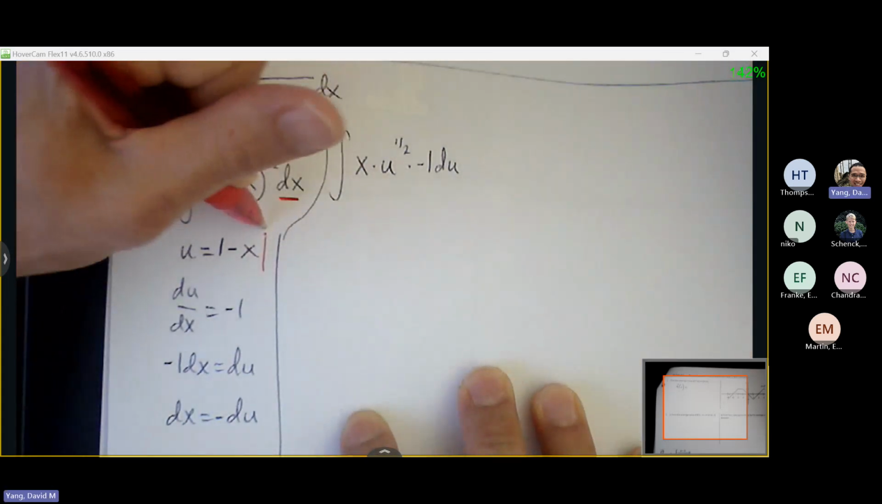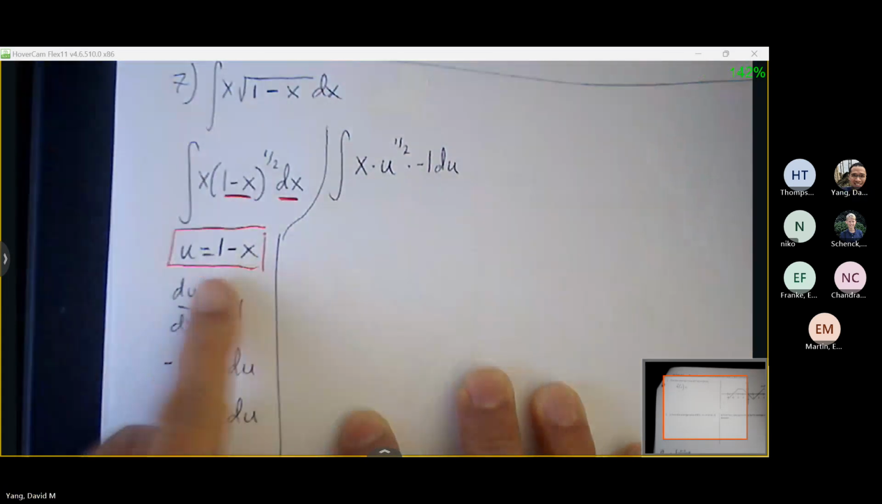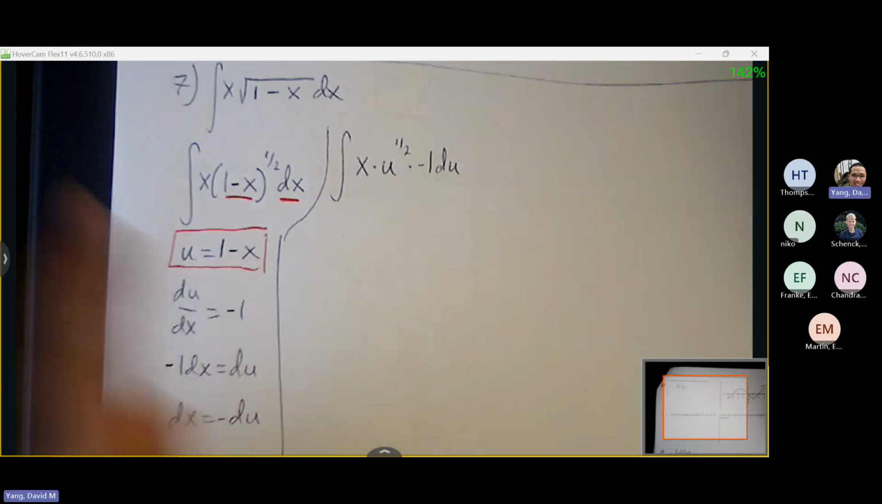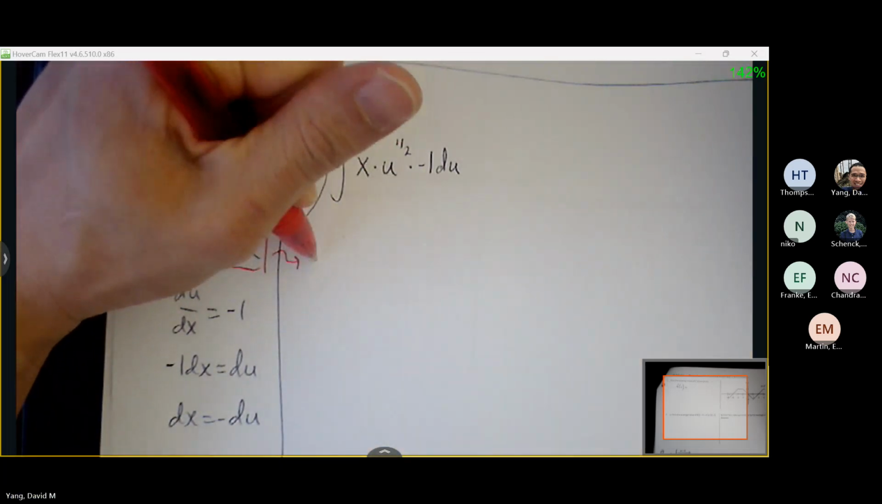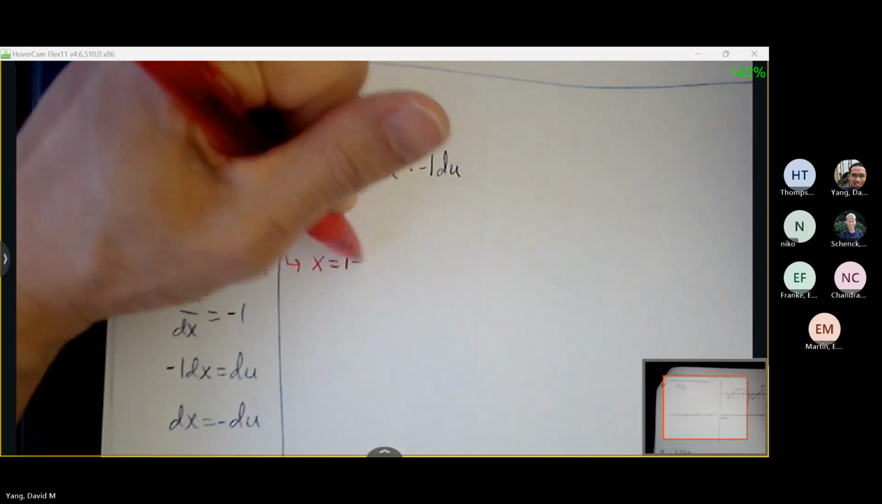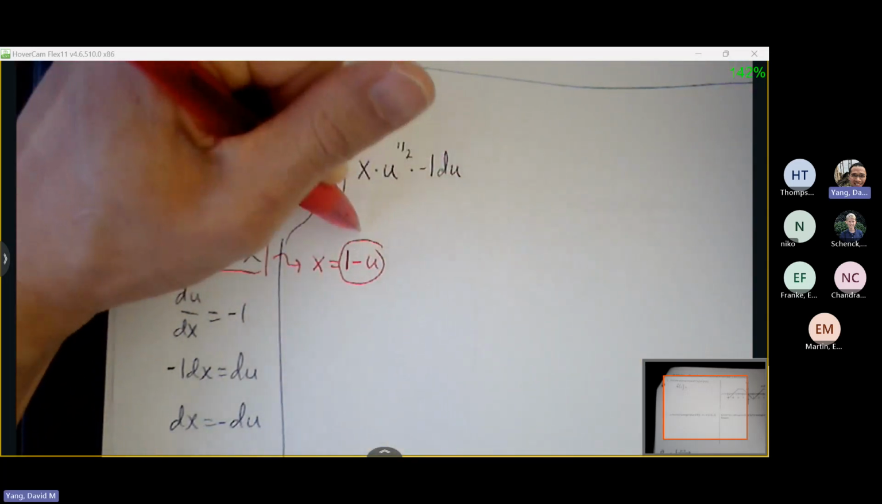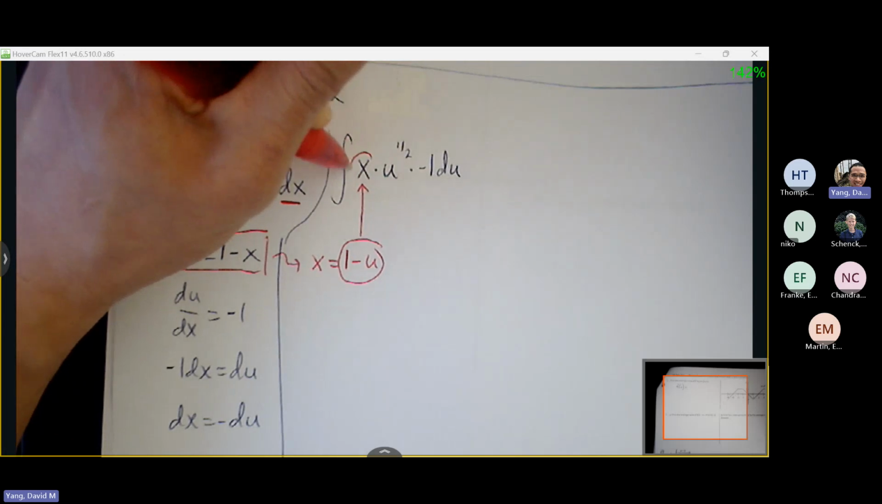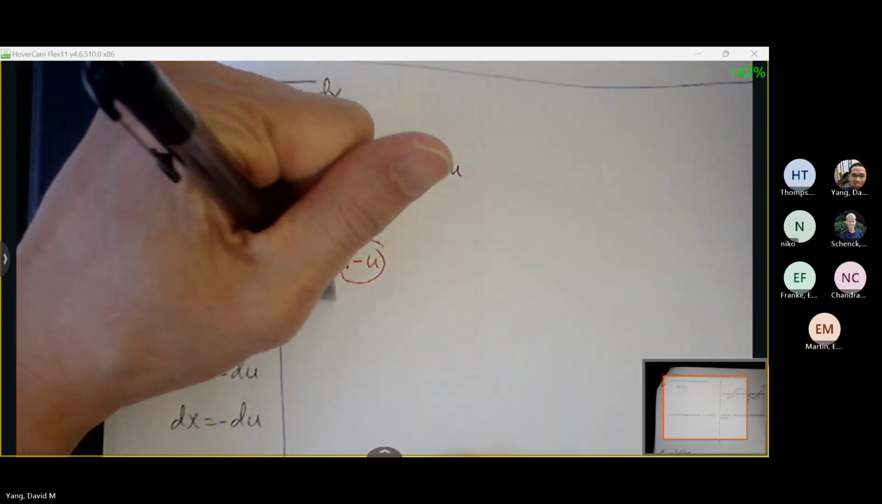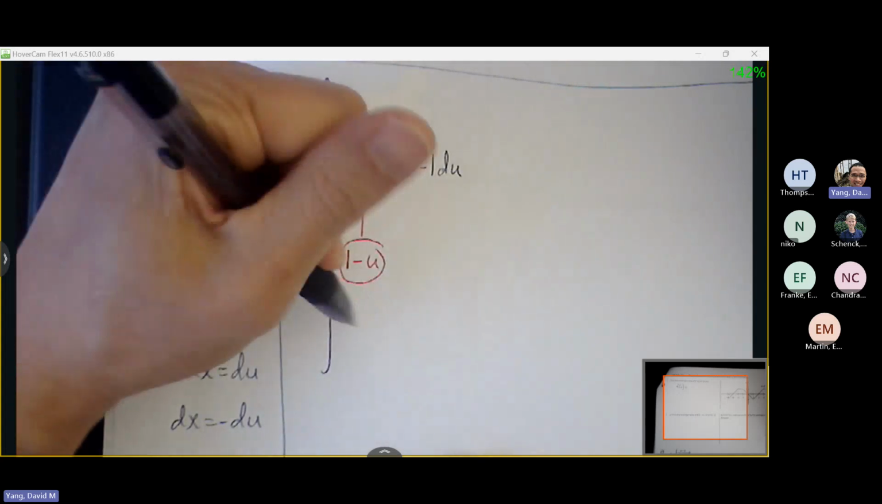The way for us to get that replaced is we have an equation that relates u and x when we went through u substitution. We're going to play with this equation here. So if I solve for x, what's x equal to? 1 minus u. So now this needs to be replaced into here to allow us to eventually get everything in terms of one variable, in terms of u.